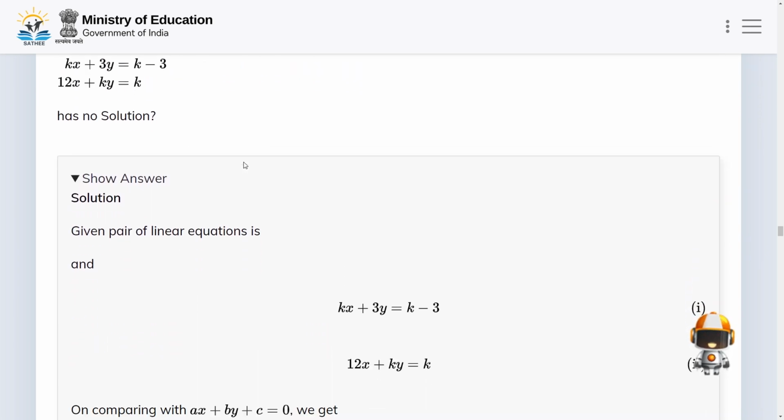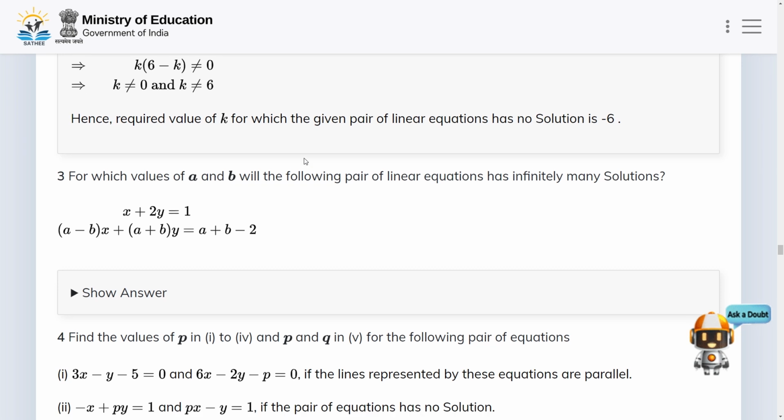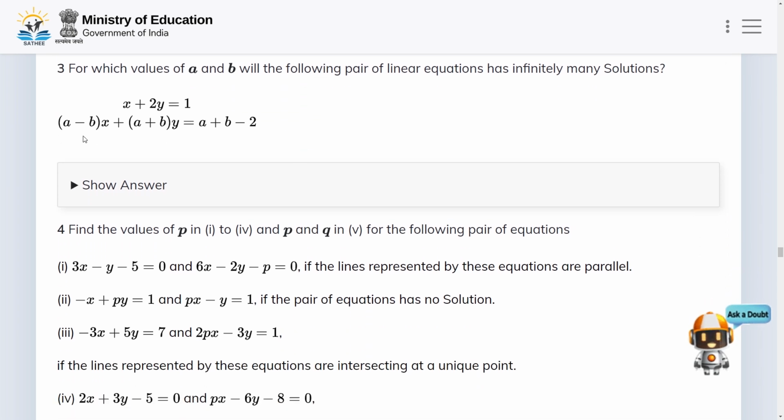And now let us move to question number 3. Here in question number 3, we have to find the values of a and b for which the following pair of linear equations has infinitely many solutions. Okay, so we have this pair of linear equations: x + 2y = 1, and (a - b)x + (a + b)y = a + b - 2. Okay, so let us solve it.